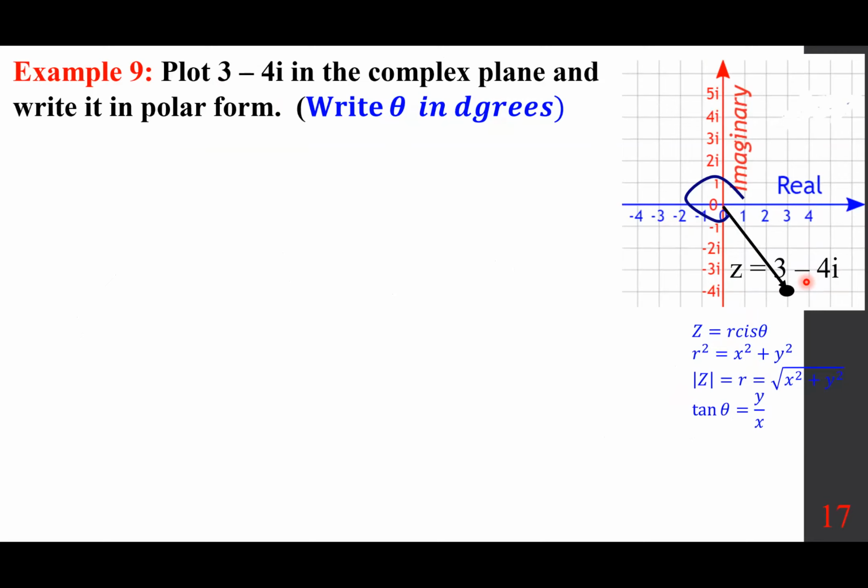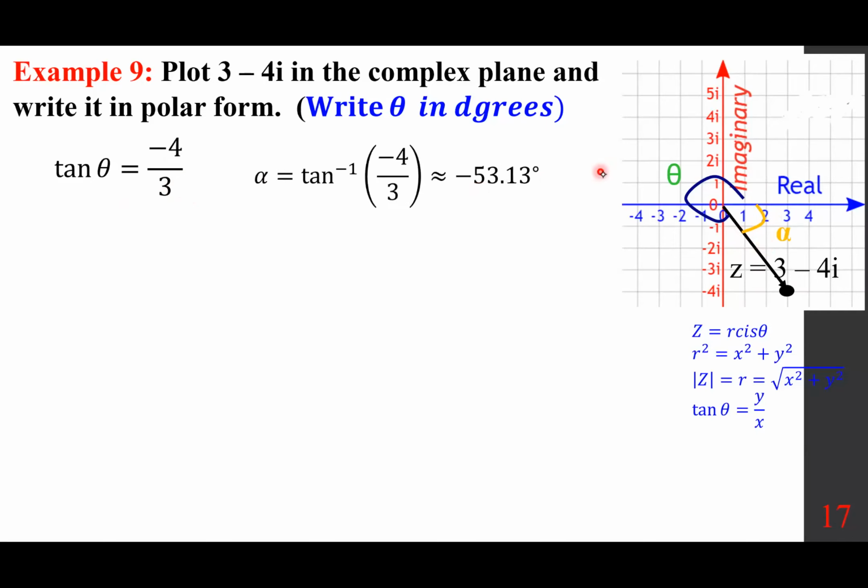This is the angle of interest. So tan theta is negative 4 over 3. And that means we have to use technology because it's not a common arc. And so this angle is tan inverse of negative 4/3, which is minus 53.13.